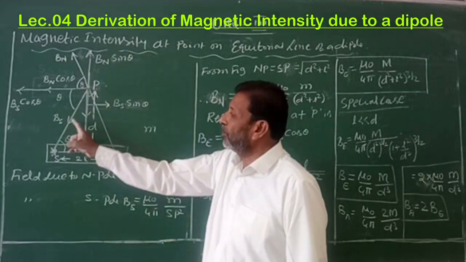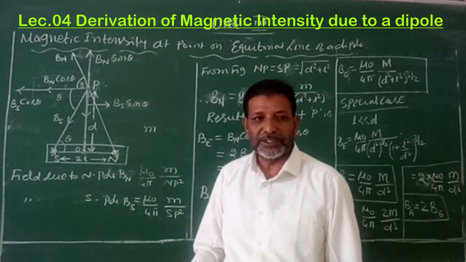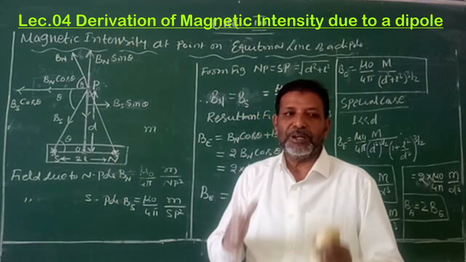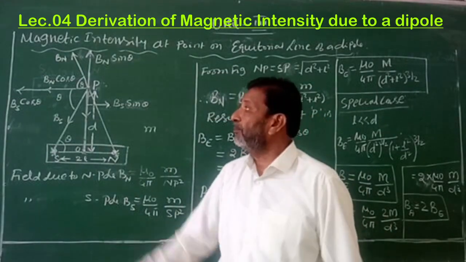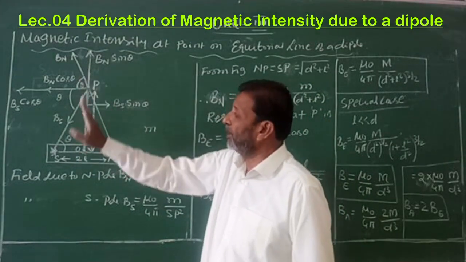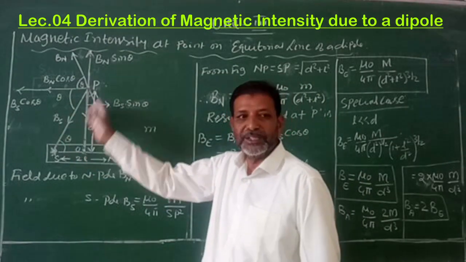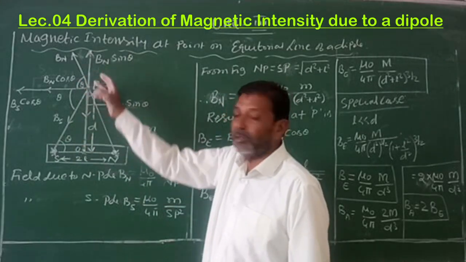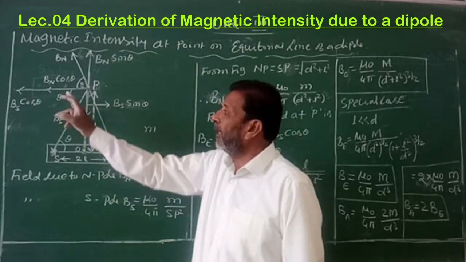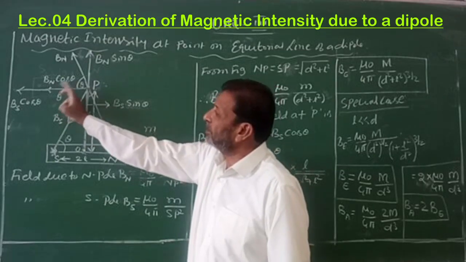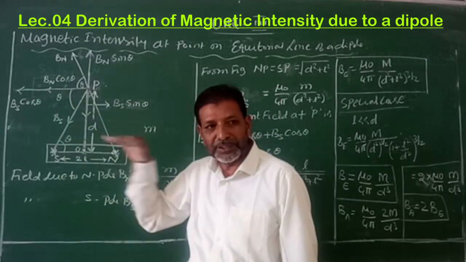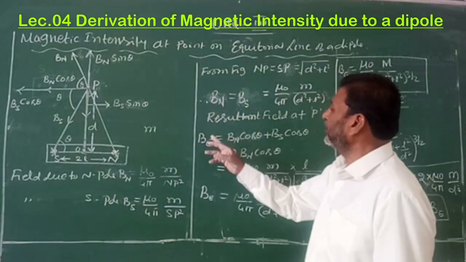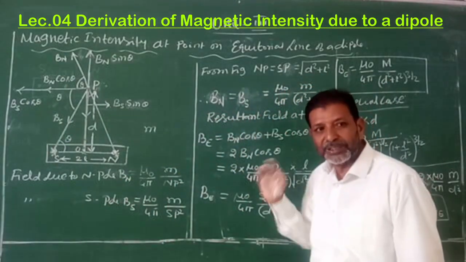Now these two fields, that is the vectors, are inclined. To find the resultant, we adopt the method of resolution of the vectors. This is divided into two components, and this is divided into two components. These two components are equal and opposite, so they cancel together. And Bn cos theta and Bs cos theta are along the same line. Hence, you will get the resultant. This is the derivation.